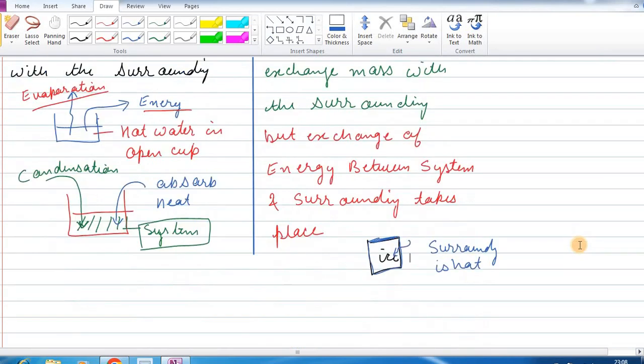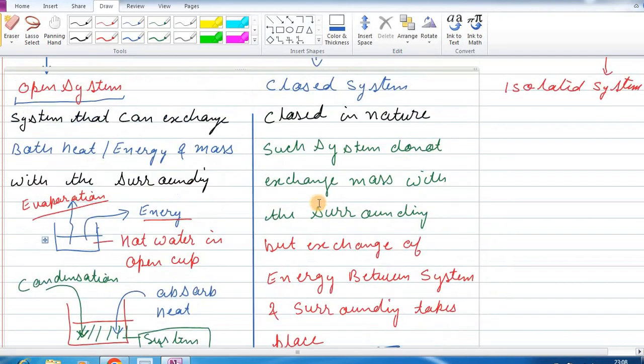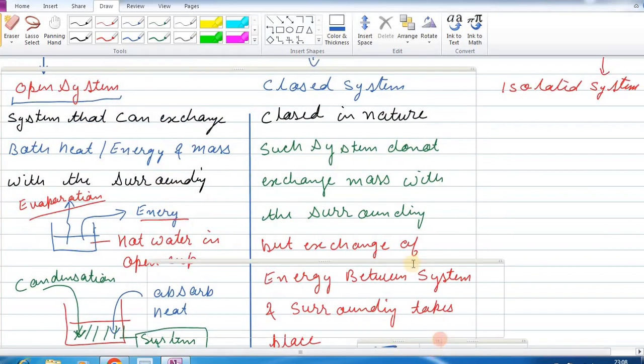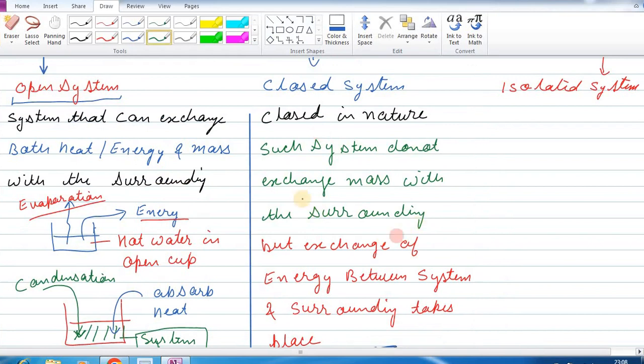So a cup in a closed container, or a tea in a closed container, or a cool drink inside a closed container is a kind of closed system. So closed systems are closed in nature and open systems are open in nature. Now we have a system called an isolated system. An isolated system is a kind of system that is totally isolated from its surrounding.